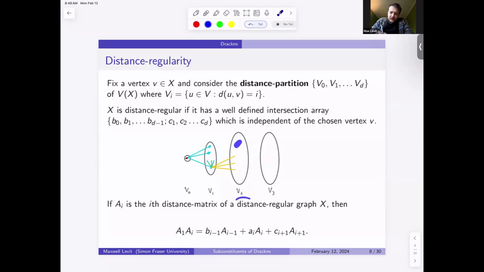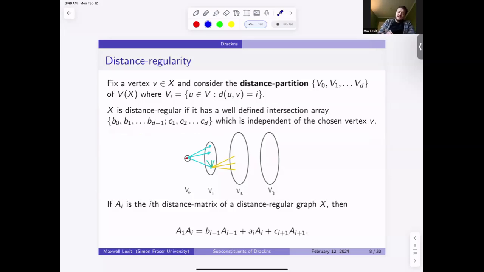If you're in the part of 2, then this is where B2 and C2 are defined, going either back or forward. And then, of course, there's also this A2, the number of neighbors that a vertex in the middle has, going to its own part. But this, independent of the chosen vertex property, which is something I'll mention in a second, means we don't actually need to think about these numbers in here when we're defining the intersection array.